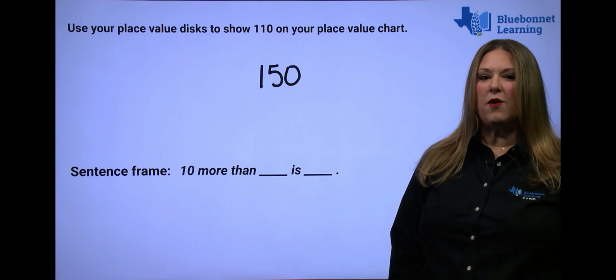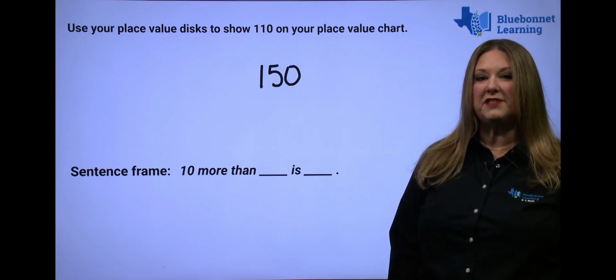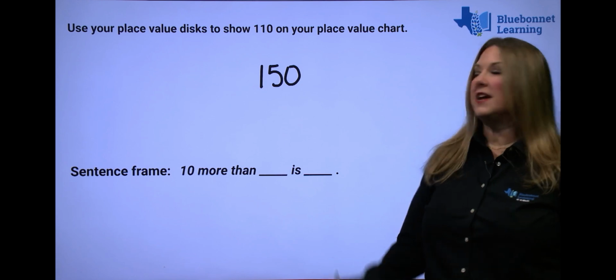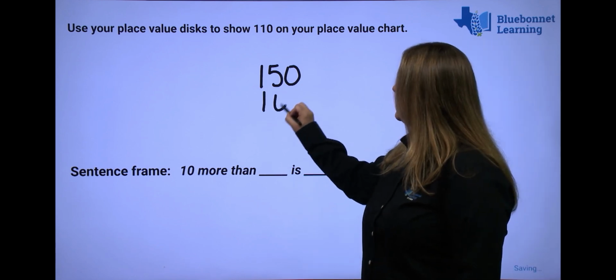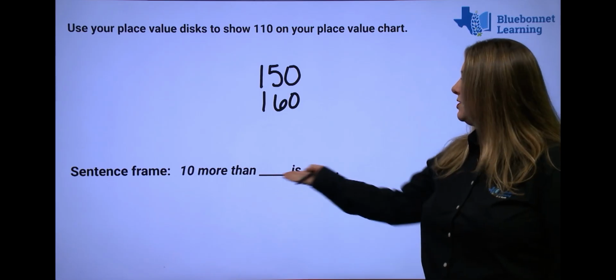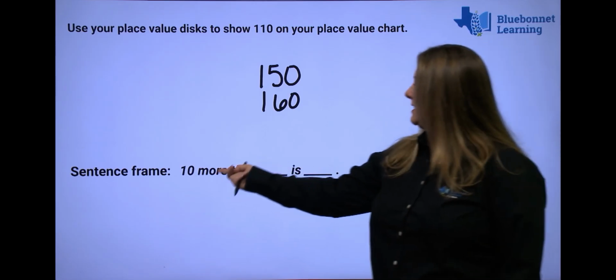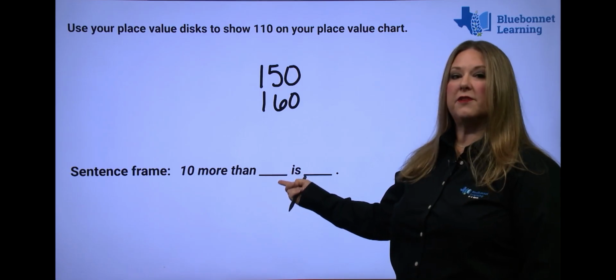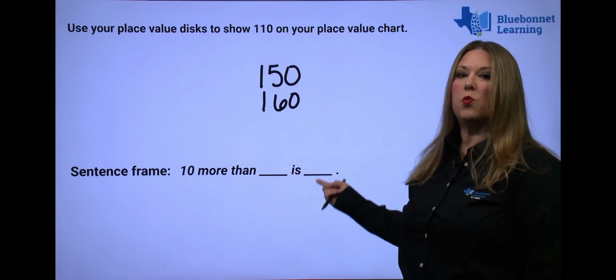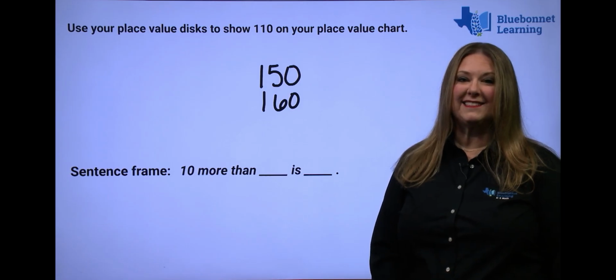Nice. Now, how much do you have? What is 10 more than 150? That's right, 160. Let's use this sentence frame to say what we just did. 10 more than 150 is 160. Now your turn, you say it.